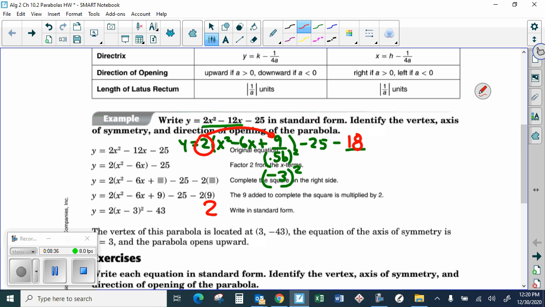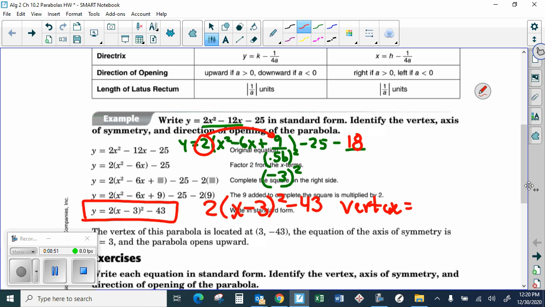So now I have 2 times (x minus 3) squared, and -25 minus 18 is -43. Exactly what we have right there. Now the vertex, remember, is (h, k). So that is (3, -43).